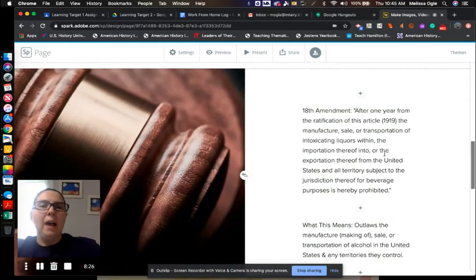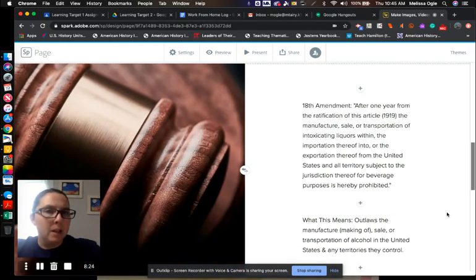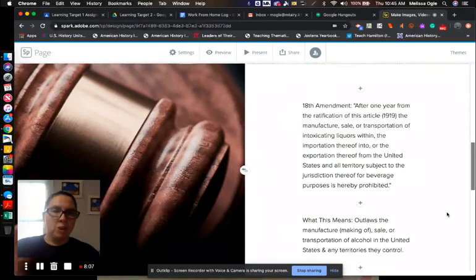So how this starts out is the 18th Amendment, which states that after 1 year from the ratification of this article, which was in 1919, the manufacture, sale, or transportation of intoxicating liquors within, the importation thereof into, meaning you can't bring it into the United States, or the exportation thereof from the United States and all territories subject to the jurisdiction thereof for beverage purposes is hereby prohibited.